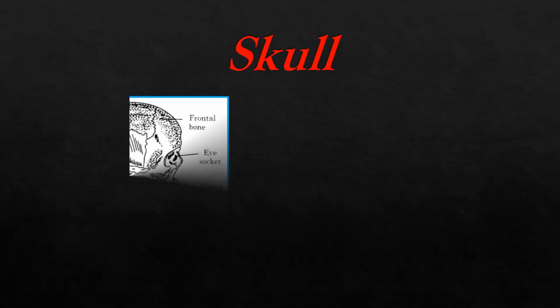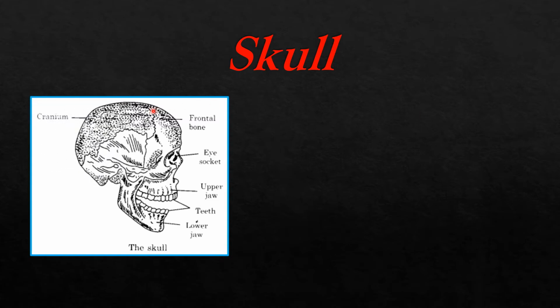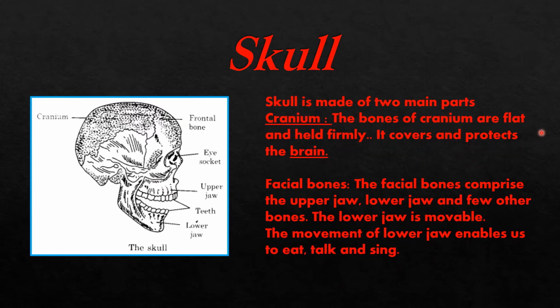Now, the skull. Here you can see this is the skull. This is the upper part and this is the lower. The skull is made of two main parts. The cranium, this is called the cranium. The bones of the cranium are flat and they are held firmly. It covers and protects the brain.